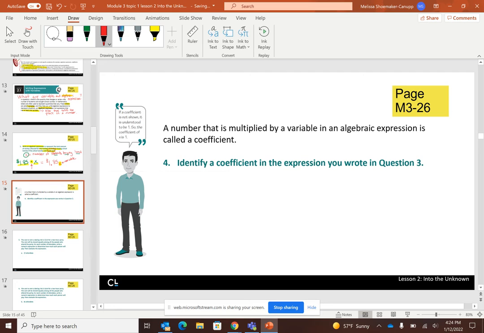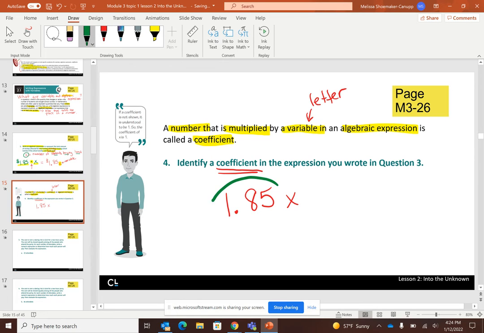Now we're going to learn the different parts of algebraic expressions. The first one is the coefficient, a number that is multiplied by a variable. Remember, a variable is a letter. In an algebraic expression it is called the coefficient. So in the last one we just wrote with the school lunch, $1.85 times X, the number of lunches that we sell, the coefficient would be the $1.85. It is the number that's being multiplied times the variable.